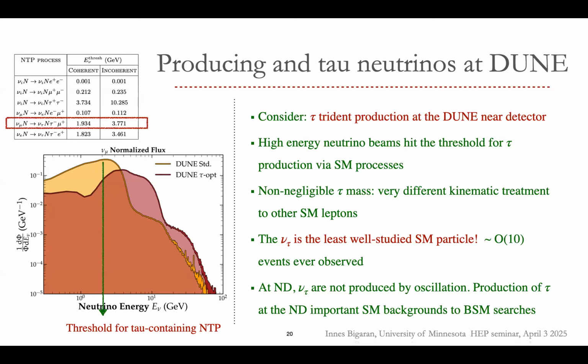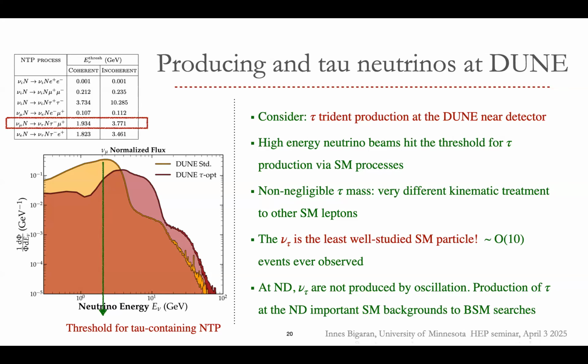Why is this exciting? It's exciting for a few different reasons. It's exciting because now we've got taus in scattering in these standard model processes at the near detector. We're dealing with particles that are non-negligibly massive, which means a lot of the scattering processes that we previously calculated for muons and electrons, we need to be a little bit more careful. We can't neglect the mass of the final state particle. And so this motivates further study of potentially what's happening with tau production in different processes.